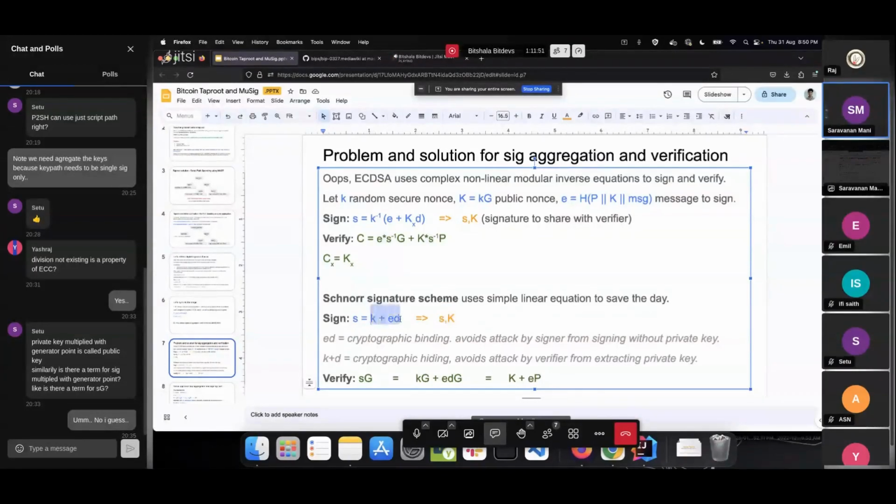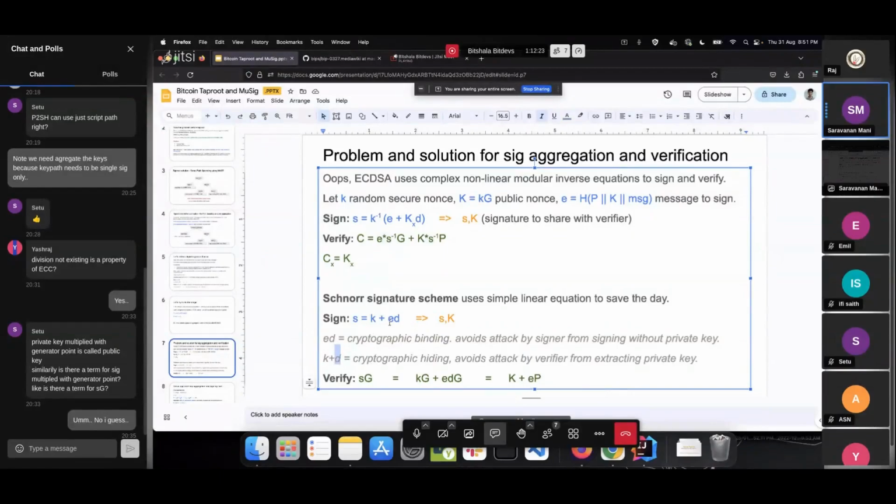If you want to understand why this equation is formulated this way, this e·d part provides something called cryptographic binding, which binds the message and the private key together and avoids attacks where the signer signs without the private key. Adding this one-time secure nonce k to this equation helps to hide the private key.